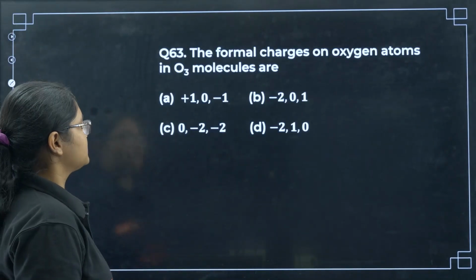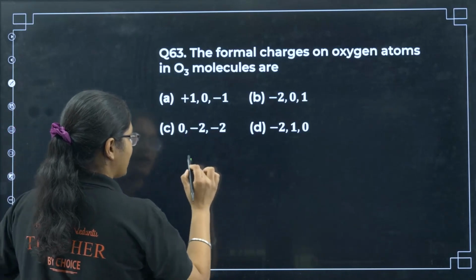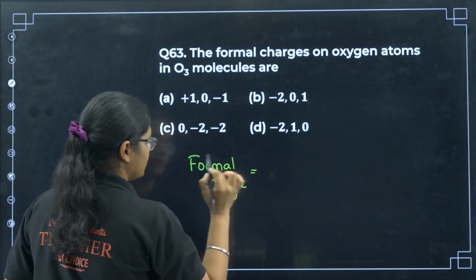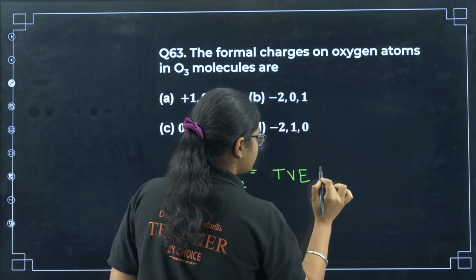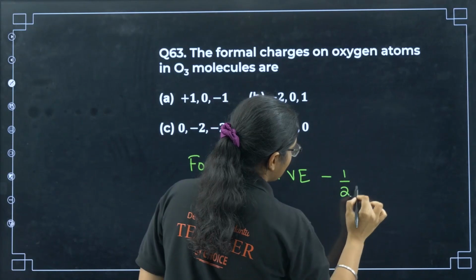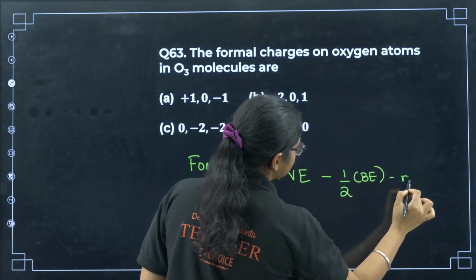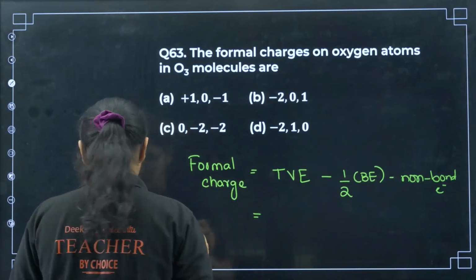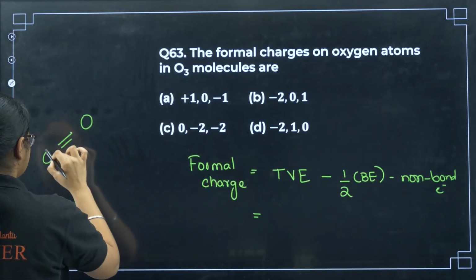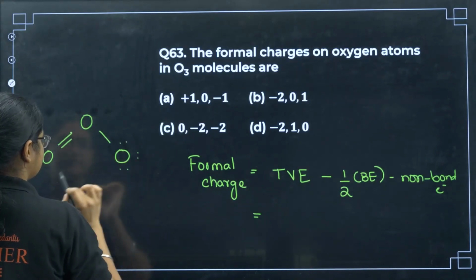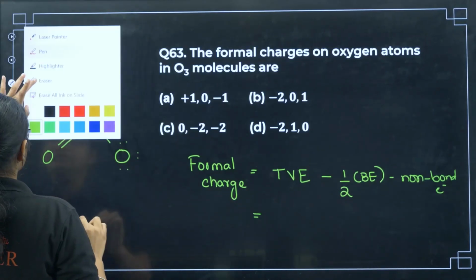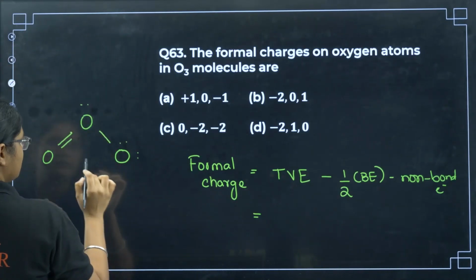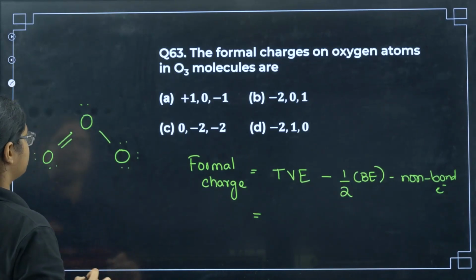Next, the formal charges on oxygen atoms in the O3 molecule. So what is the formula to calculate formal charge? If you remember, formal charge is equal to total valence electrons minus half of bonding electrons minus non-bonding electrons. So for ozone, what is the structure? The ozone structure is like this. This is the structure of ozone.